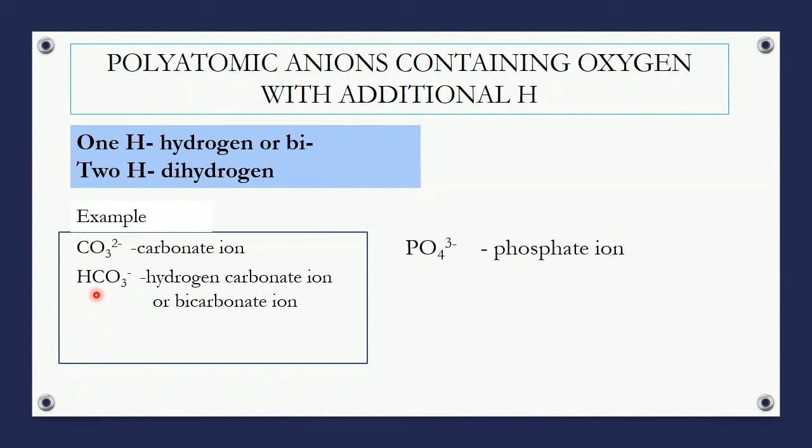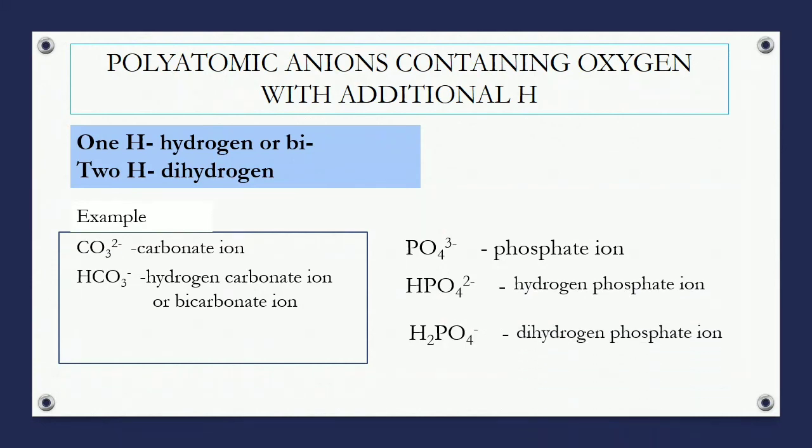And as you can see, the charge also will reduce to -1 because hydrogen normally carries +1 charge. And how about phosphate ion? When we add 1 hydrogen, the formula will become HPO4, so the charge 3- will reduce to 2-. And if we add 2 hydrogen atoms to phosphate ion, it becomes H2PO4-, because the hydrogen atoms carry the +1 charge. HPO4 2- will be known as hydrogen phosphate ion, and H2PO4- will be known as dihydrogen phosphate ion.